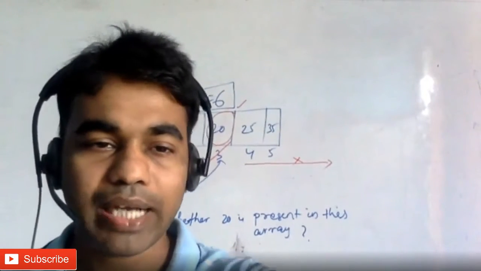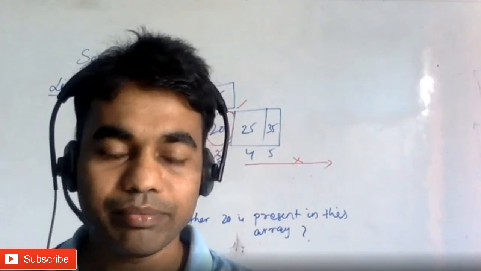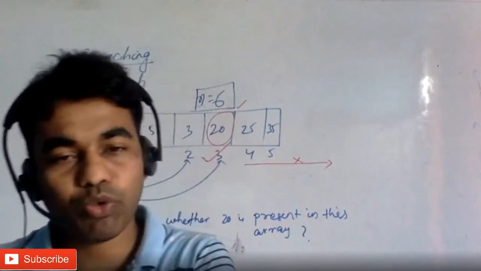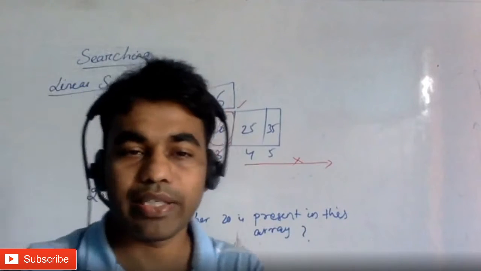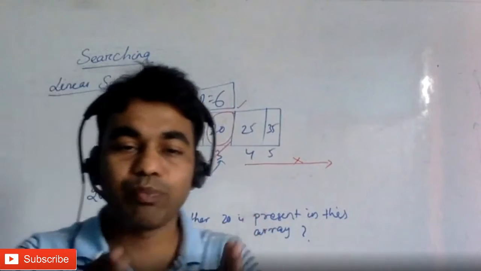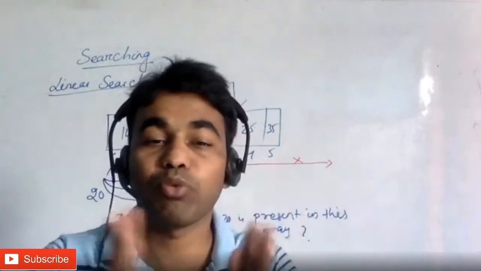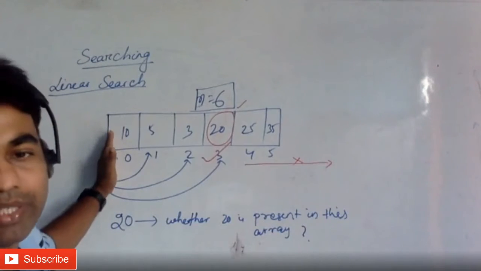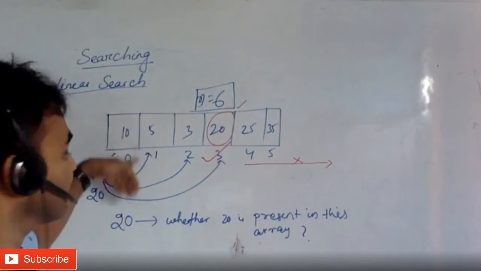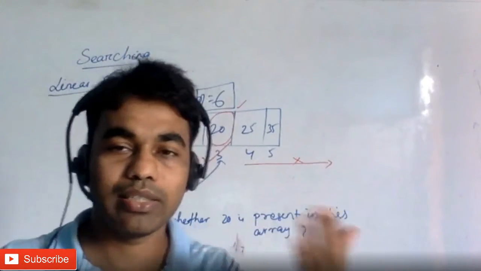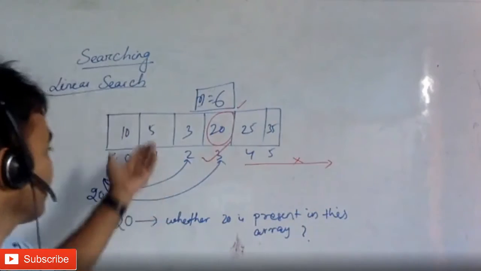Let me write down the common algorithm, then we'll write the program, then we'll do the analysis. So what will be the algorithm? The algorithm is just basic simple steps. Start from the leftmost element, or the 0th index, and compare the elements one by one, each element with this particular input element.